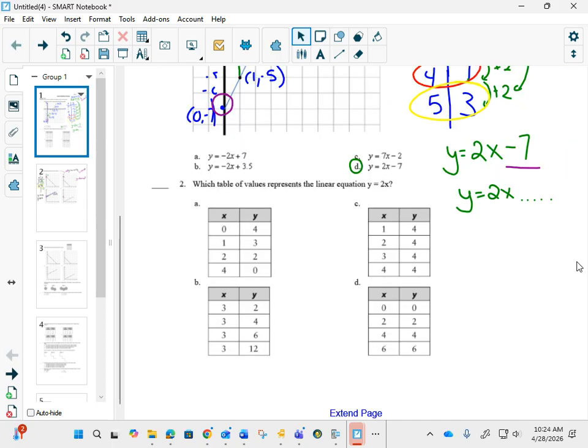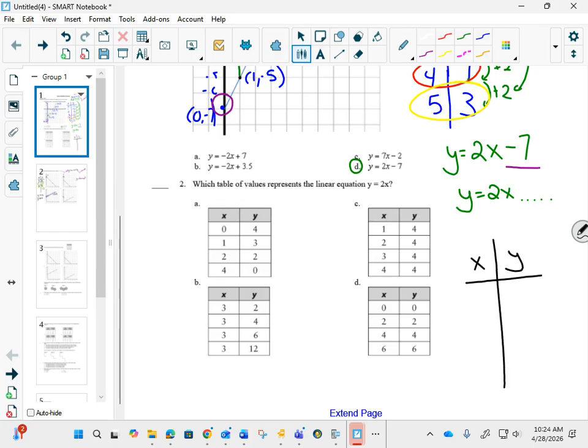Okay, sorry, I skipped number 2. Here's number 2. Which table of values makes this work? So maybe you make your own table of values off to the side and say, okay, they have 0s, 1s, 2s, 3s. So I'm going to go 0, 1, 2, 3, 4, 5, 6. When x is 0, look at the formula. When x is 0, that's like saying in the formula, I plug in 0 for the x. And I have to figure out what y is.